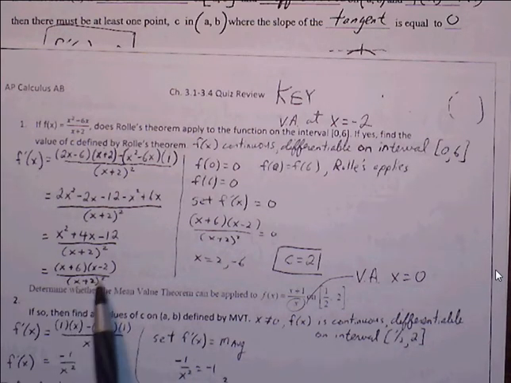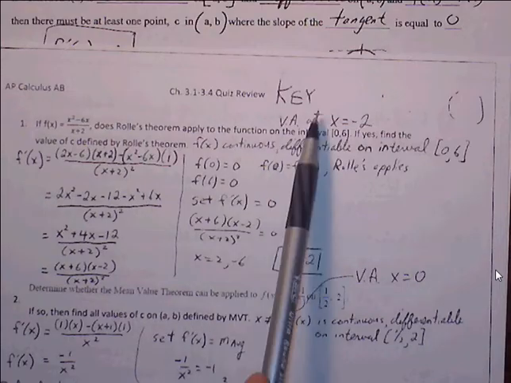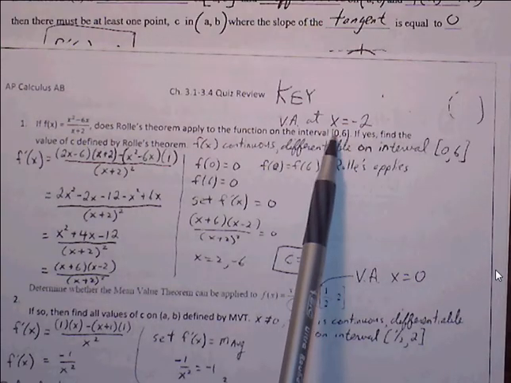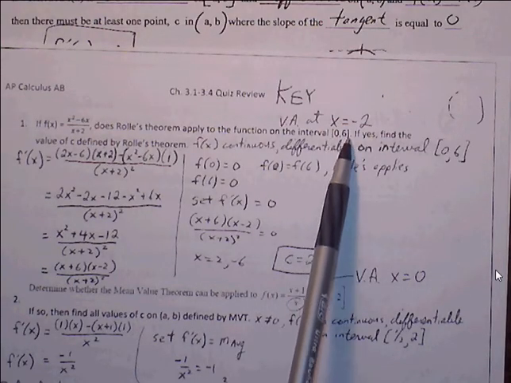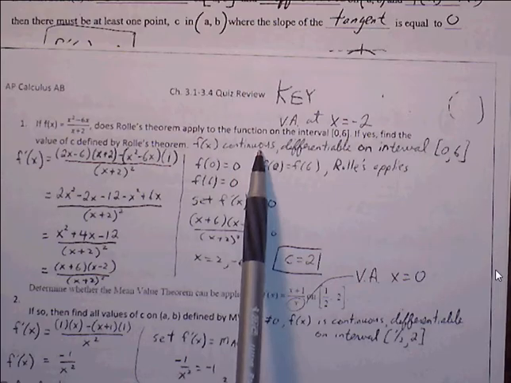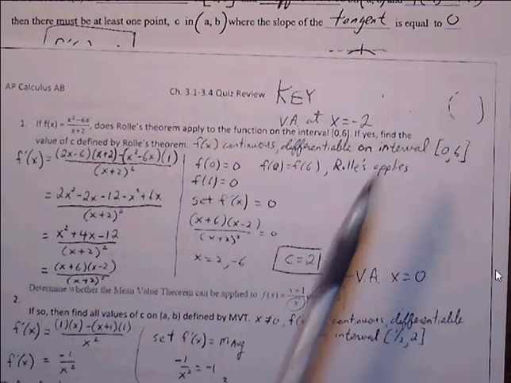And the only break in the graph is where the denominator is equal to 0, which is also where the vertical asymptote is. So negative 2 is not going to impact our interval. So it's not going to affect our interval. So our function will be continuous and differentiable on the interval from 0 to 6.